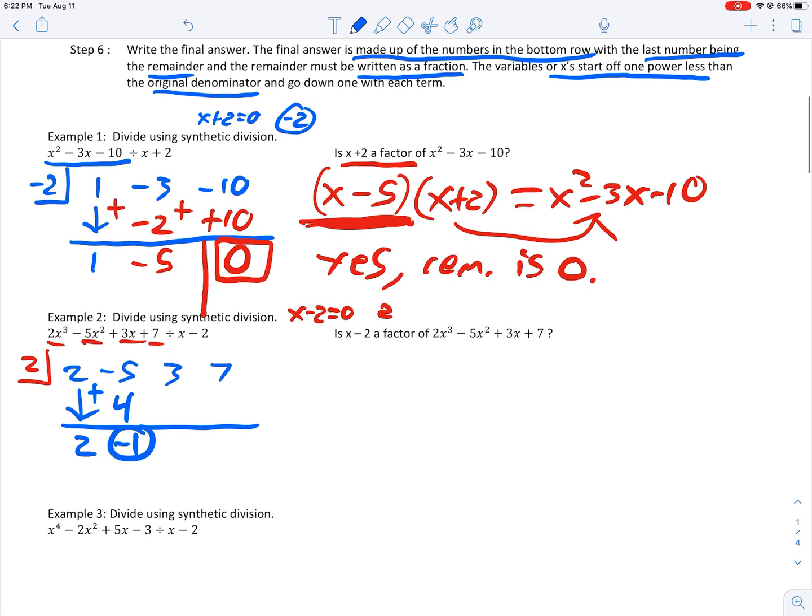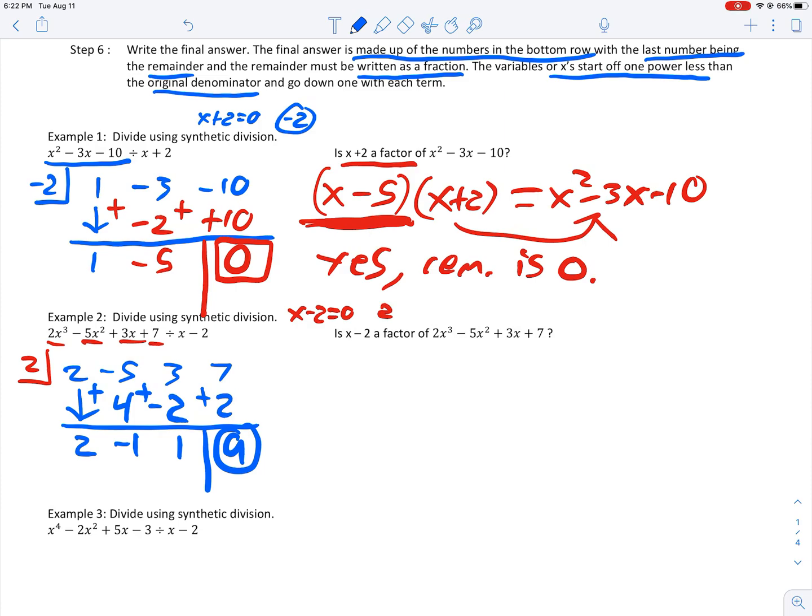So now -1 times 2. I'm going to write that product, which is -2, in the next column. Now I'm going to add these two. So 3 plus -2 is 1. And then I repeat. 1 times 2 is 2. Add these together. And then this is your remainder. So my remainder is 9.